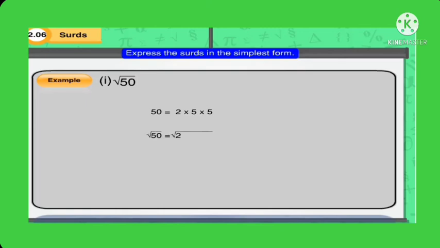Now we'll see one more example for this simplest form. Express the surd in the simplest form, root 50. Now your radicand is 50. So let's factorize: 2 into 5 into 5. So root 50 is equal to root of 2 into 5 into 5, equal to root of 2 into 5 square, which is equal to 5 root 2. So the simplest form of root 50 is 5 root 2.